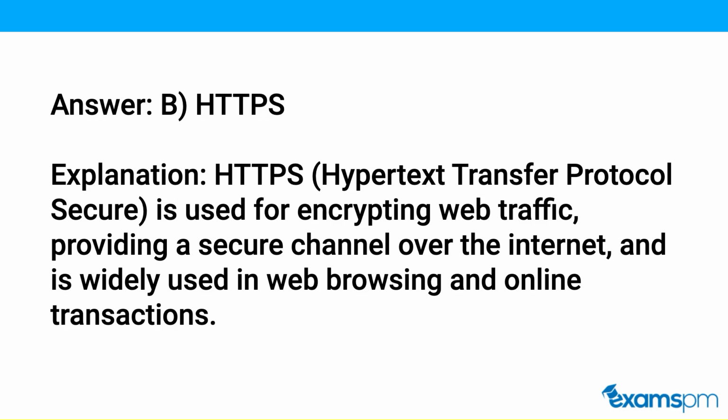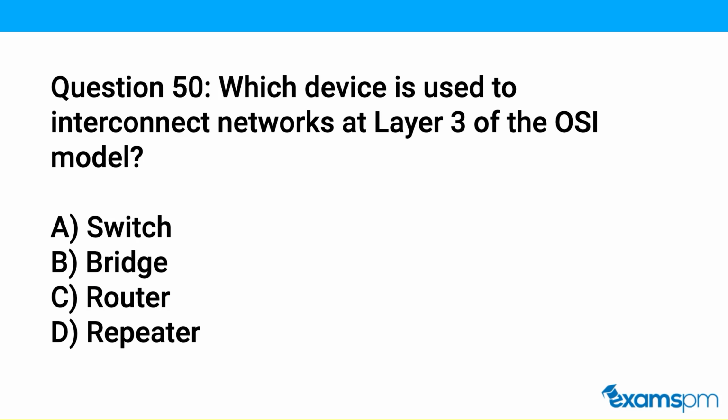Answer: B. HTTPS. Explanation: HTTPS, Hypertext Transfer Protocol Secure, is used for encrypting web traffic, providing a secure channel over the Internet, and is widely used in web browsing and online transactions. Question 50. Which device is used to interconnect networks at Layer 3 of the OSI model? A. Switch. B. Bridge. C. Router. D. Repeater.